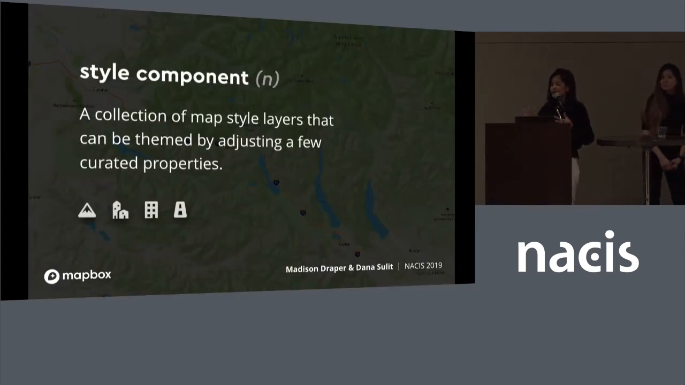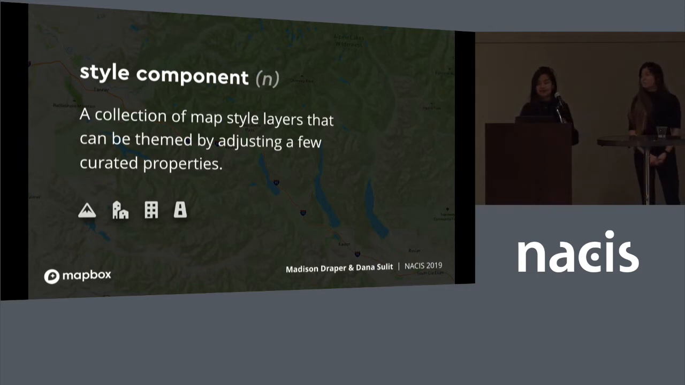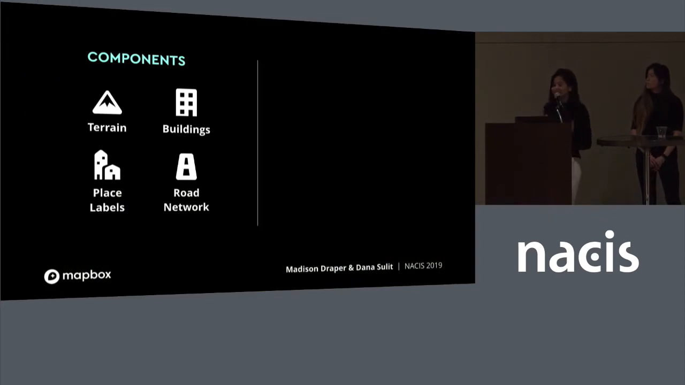So to reduce the number of steps between that first idea and a tangible map that you can call your own in Studio, we've been working on a set of features called style components. Style components is a collection of map style layers that can be themed by adjusting a few curated properties. Here are some examples of the components that we have started building. Terrain, which includes things like hill shading, contour lines and labels. Buildings, including footprints and 3D extrusions. Place labels like country labels, city labels, and so on. And your road network, which includes your bridges, roads, tunnels, and everything in between.